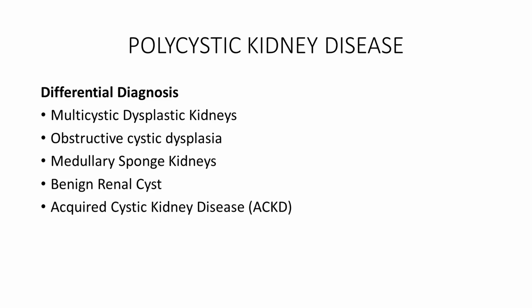disease. Now, the most important thing to remember is that in both autosomal dominant and autosomal recessive polycystic kidney disease, both the kidneys are injured. But in these cystic disorders, multicystic dysplastic kidney, obstructive cystic dysplasia, medullary sponge kidney, benign renal cyst, or acquired cystic disease, the cysts are not usually bilateral. They usually involve one kidney. Rarely both kidneys are involved. So this is one of the most important differentiating points between polycystic kidney disease and other forms of cystic disease.